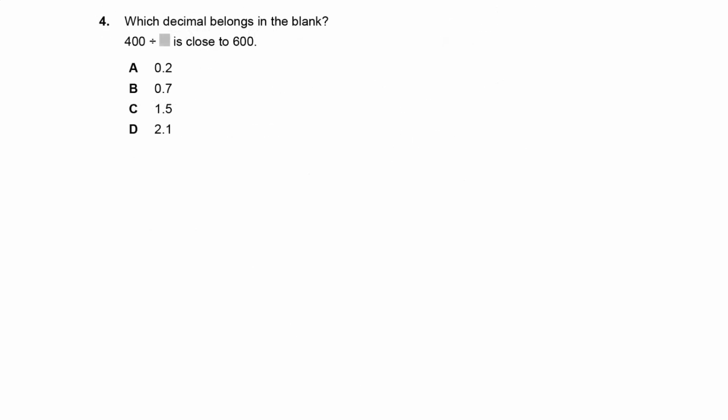Which decimal belongs in the blank? 400 divided by something is close to 600. First thing I look at is, well, the starting number being divided by something ends up with a larger number. So if a smaller number is being divided by something and ends up with a larger result, we know that the number we're dividing by here has to be less than 1. So right away, I can stroke out C and D because they're both larger than 1. They're both going to give me a smaller result.